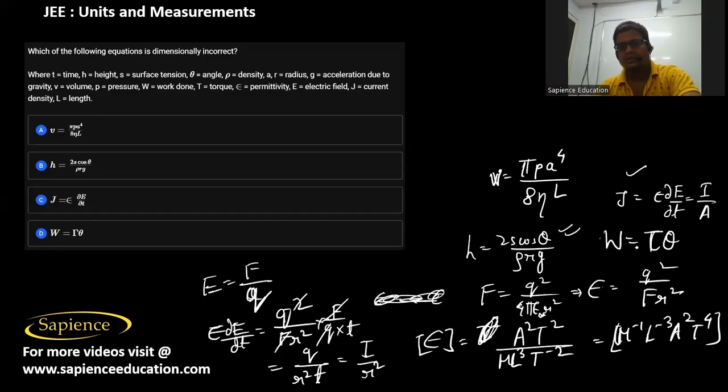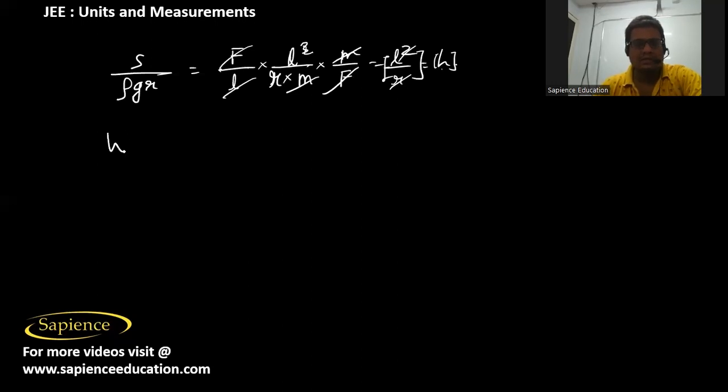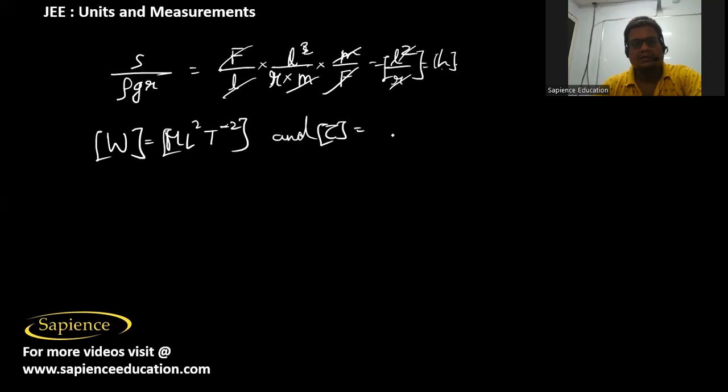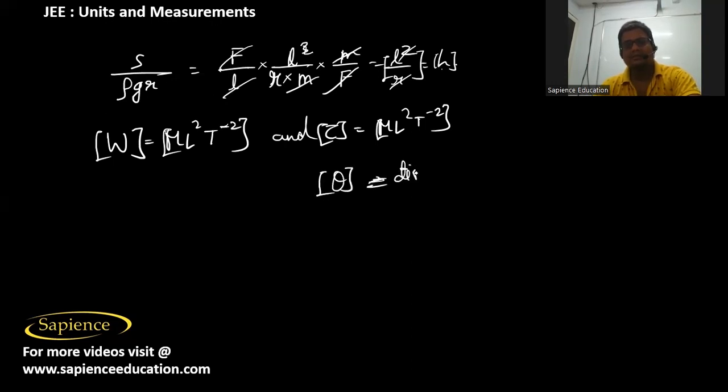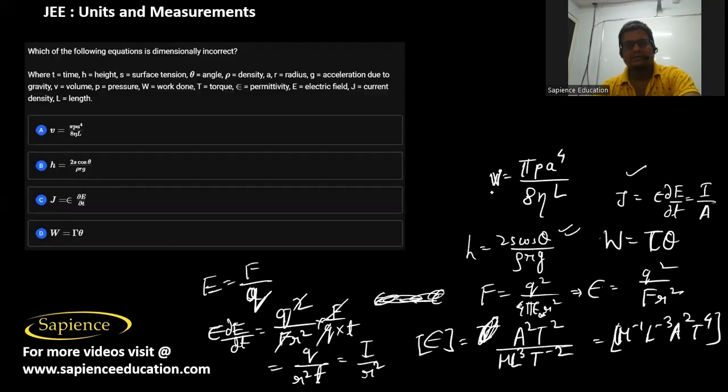And work done is tau into theta. This is also dimensionally correct, since the dimensional formula for work is M L square T power minus 2, and torque also, the dimensional formula is r cross F, so it is M L square T power minus 2. And theta, which is angle, is dimensionless. So it means this is dimensionally correct. So it means only V equal to pi p a power 4 by 8 eta L is not dimensionally correct.